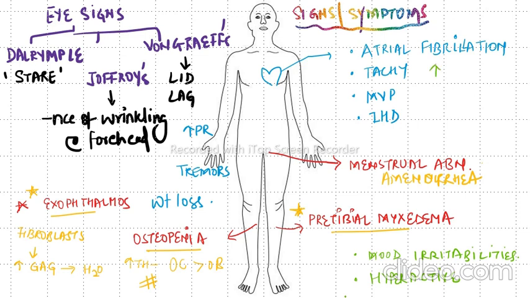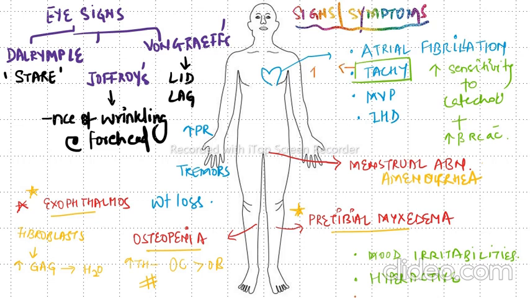Also, thyroid hormones increase sensitivity to catecholamines and increase beta receptor activities, and that's why the patient will be having tachycardia. Also, increased cardiac output, increased stroke volume, and decreased systemic vascular resistance.